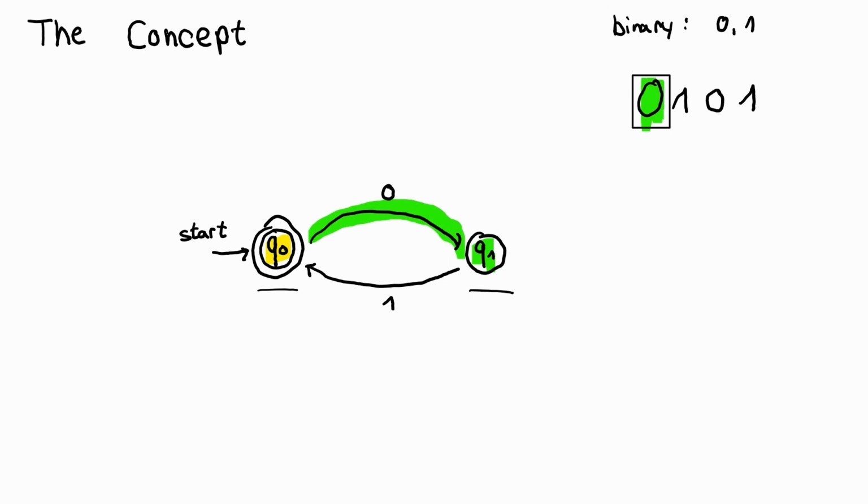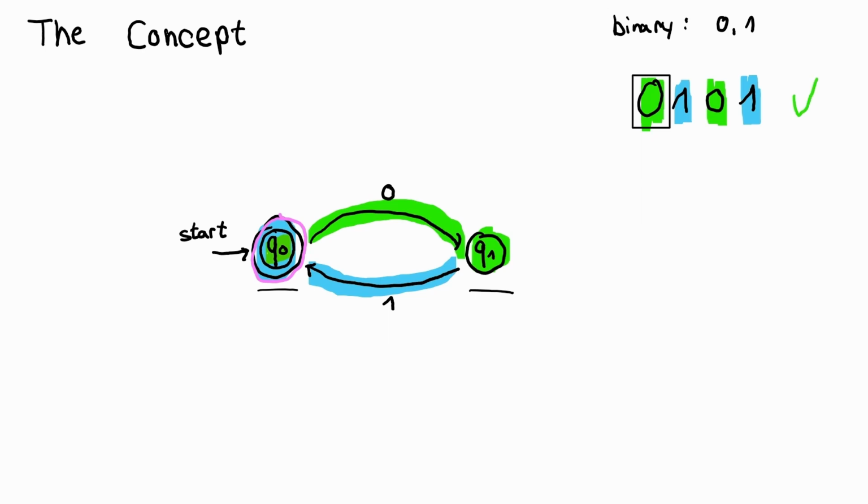So after reading this 0, we are now in the other state and can read the next character, which is a 1. So we go back to the first state and read the next character, which is again a 0. So we go back into the second state and then again read a 1. Now we are at the end, and do we know something or not? Well, you can see the first state that I've drawn also has a second ring around it, which simply means this is an accepting state. So at the end of the string, when we are in this state, we are accepting the string.